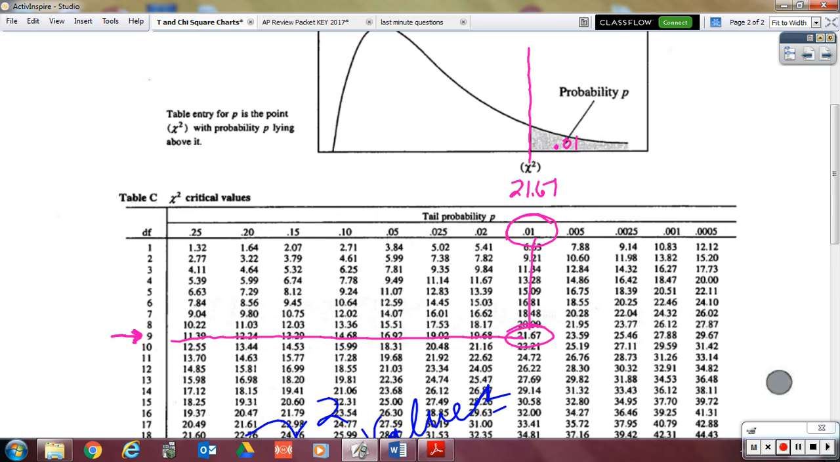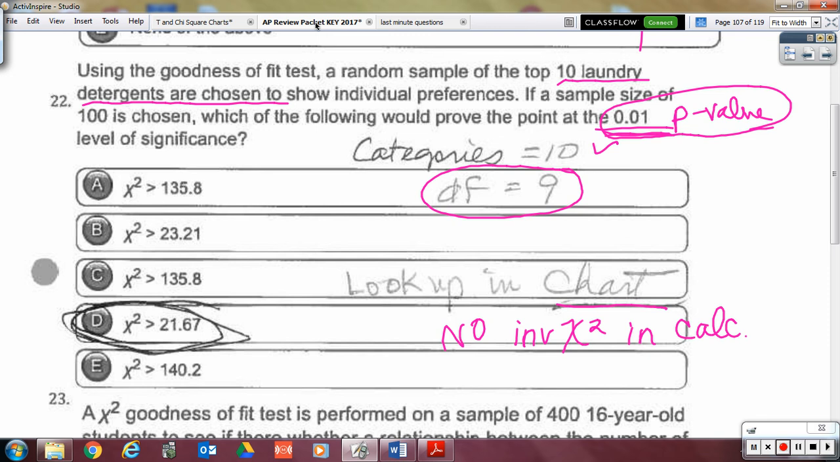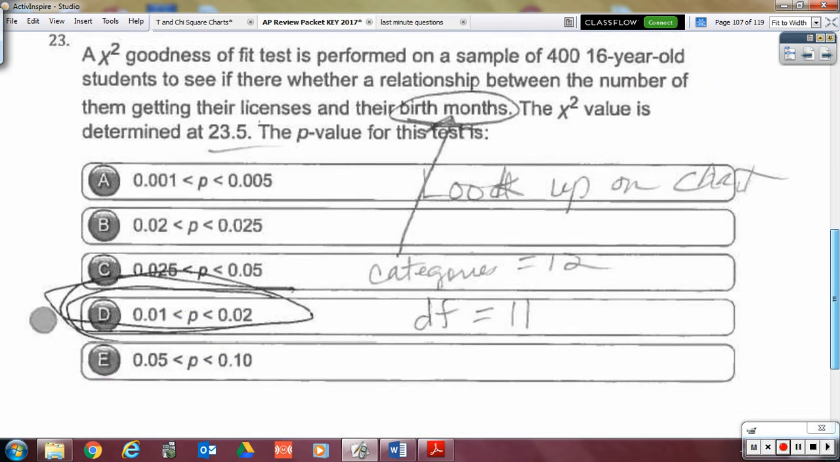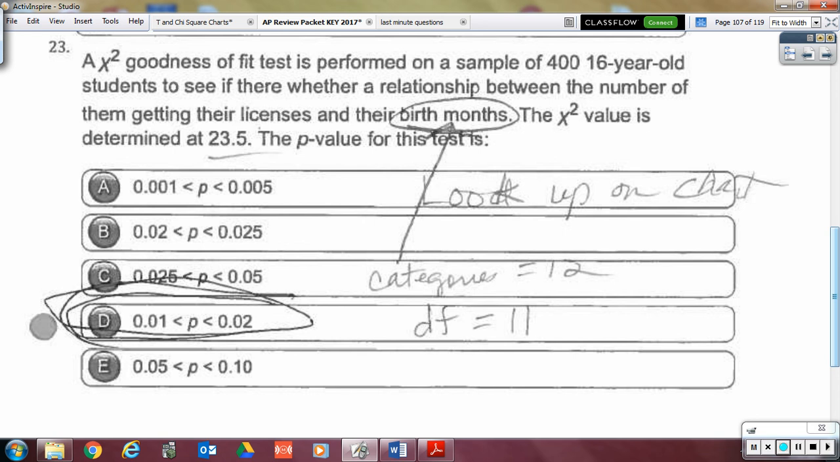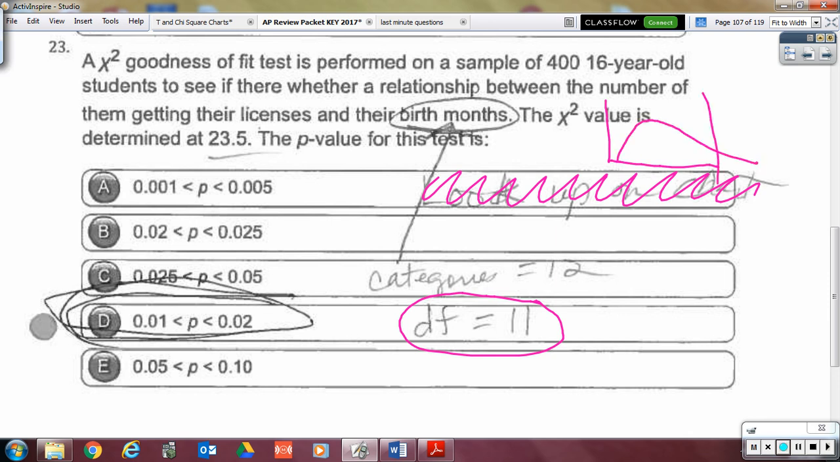Okay. All right. Yes. Okay, so number 23, this one you could do with chi-squared CDF. So you know there are 12 categories, so the degrees of freedom is 11. Degrees of freedom is 11, okay? The chi-squared value is 23.5, and I want the p-value. So think about what it's saying: you got a chi-squared value out here at 23.5. What is this p-value? So how do we find that p-value?